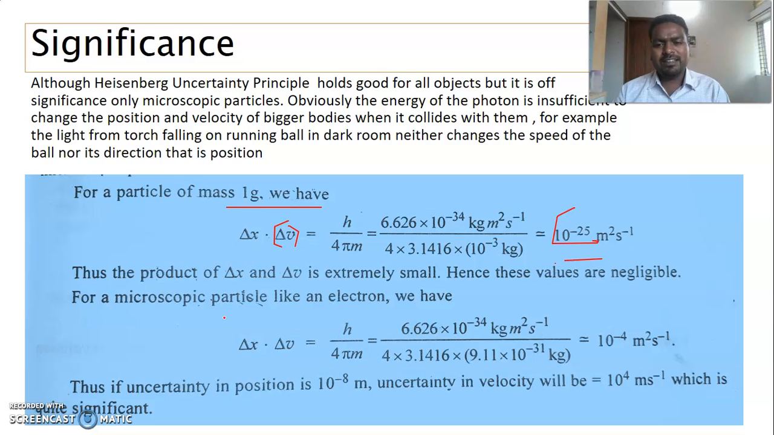So that's why we are going to neglect this. Now let us calculate the uncertainty for an electron. You apply h by 4 pi m. Here the mass of an electron is 9.11 into 10 to the power of minus 31 kg. If you substitute the values, finally you are going to get 10 to the power of minus 4. Just observe this value. This is quite significant.